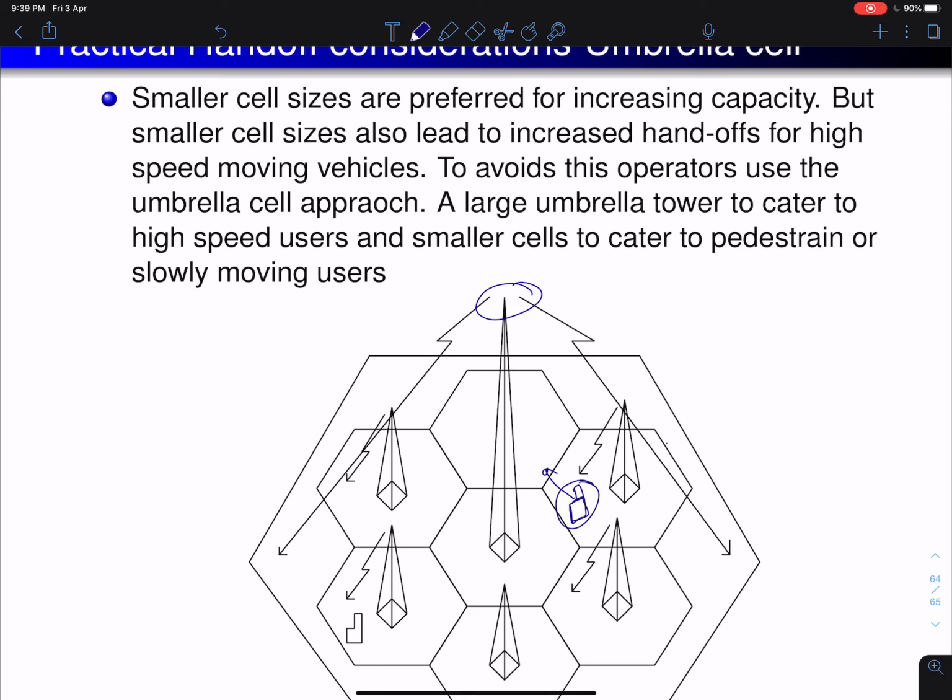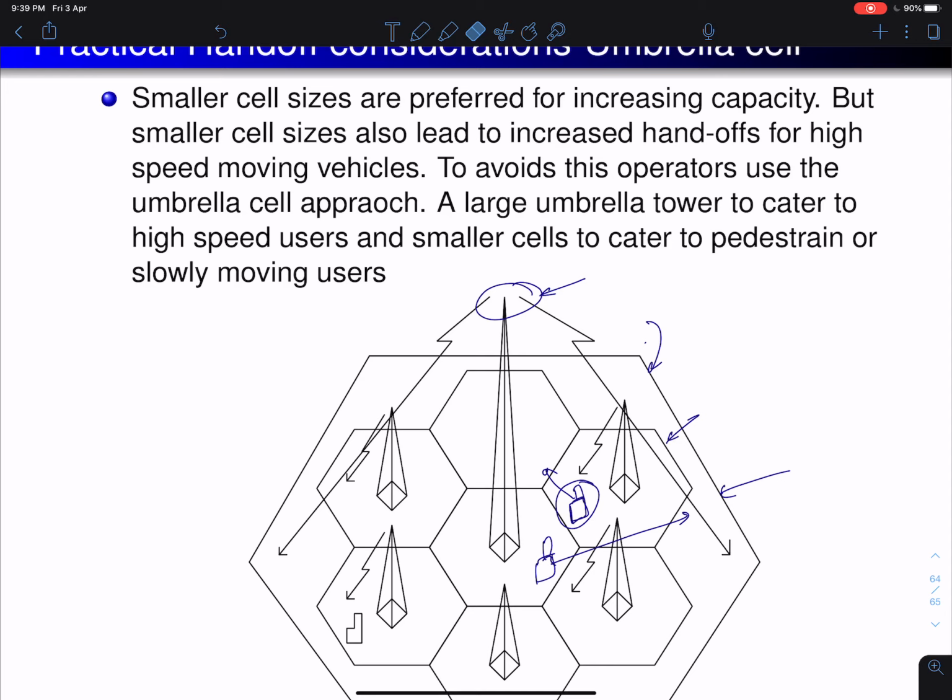Okay, so we'll have smaller cells and one large cell called the umbrella cell, and the tower is called the umbrella tower. That tower will cater to high speed vehicles. Now even if the cell phone is moving at high speeds, the handoff will happen at a lower frequency because the cell size is really large, so it gets to spend more time within a cell.